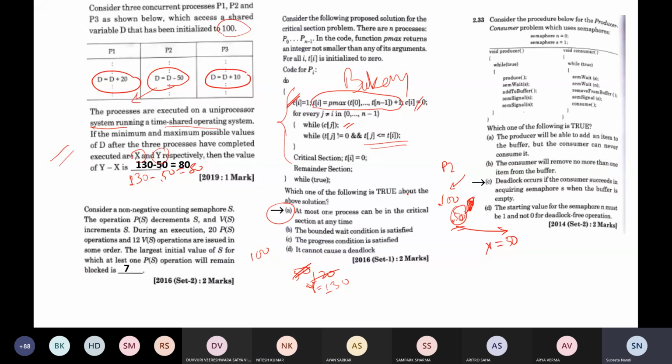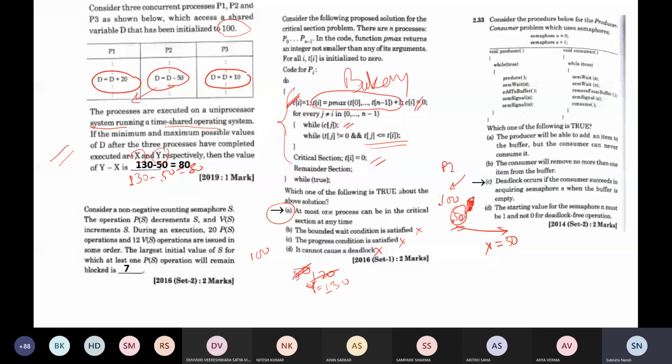So will they ever be able to continue? No. They are the only processes, and other processes will be waiting for them, and they are waiting for each other to complete. Will they ever be able to come to this step? No, sir. So the statement that this cannot cause deadlock is false. The progress condition is not satisfied, and the bounded wait condition is not satisfied. Now, at most one process can be in the critical section at a time. So will it break the mutual exclusion property?